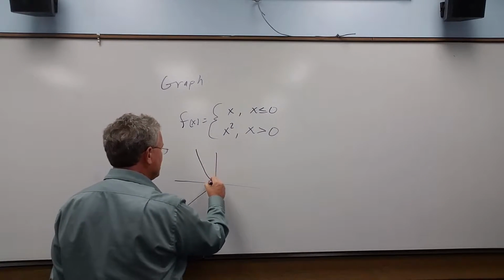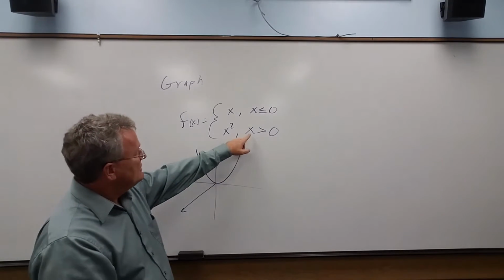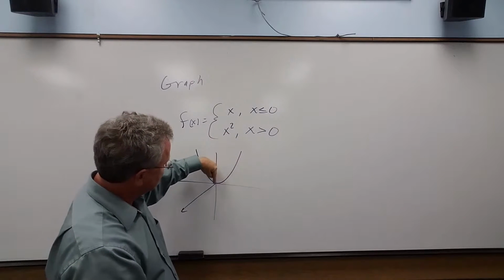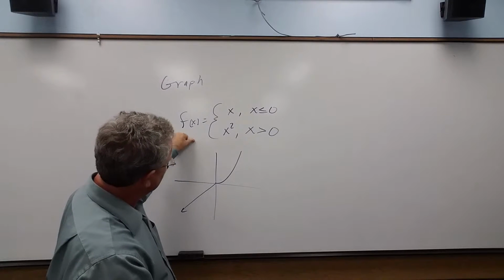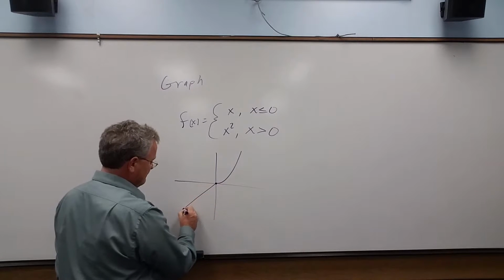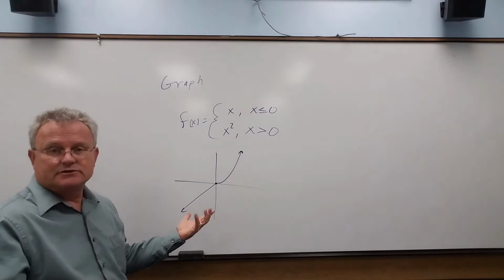What is the graph of our parabola? Well, our parabola looks like this, y equals x squared. But this is only the graph when x is greater than 0. So when we're less than 0, that's not the graph. We need to erase that part. Yeah? So here's the graph. This, and then right here it turns into our parabola, and there's our graph.